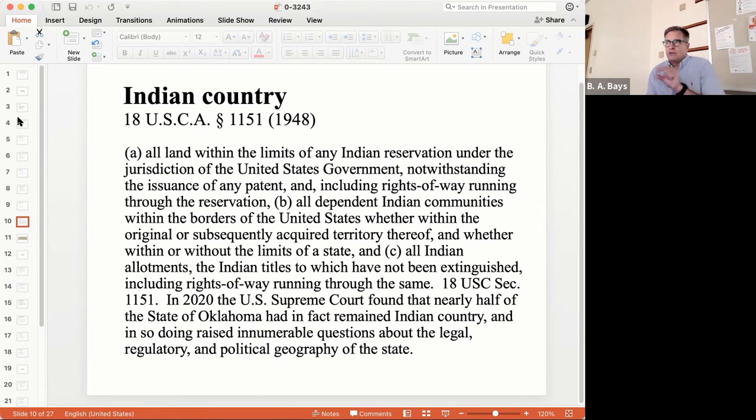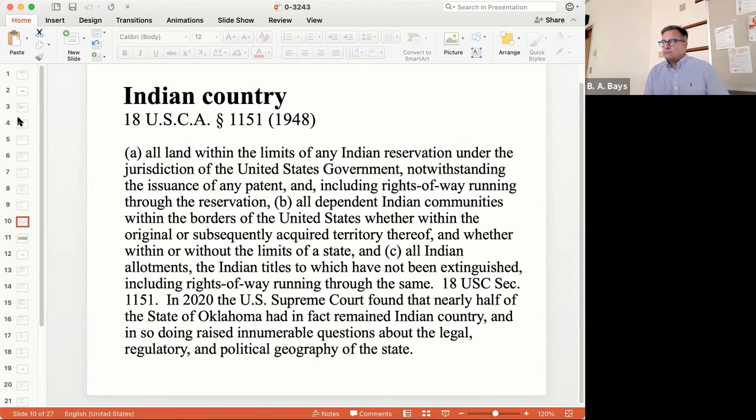So an allotment in trust would include a patent. Don't worry about knowing all that. It's confusing. But rights of way, what's that mean? Roads and railroads, anything having to do with going through it. Okay, so an Indian reservation includes all of this.